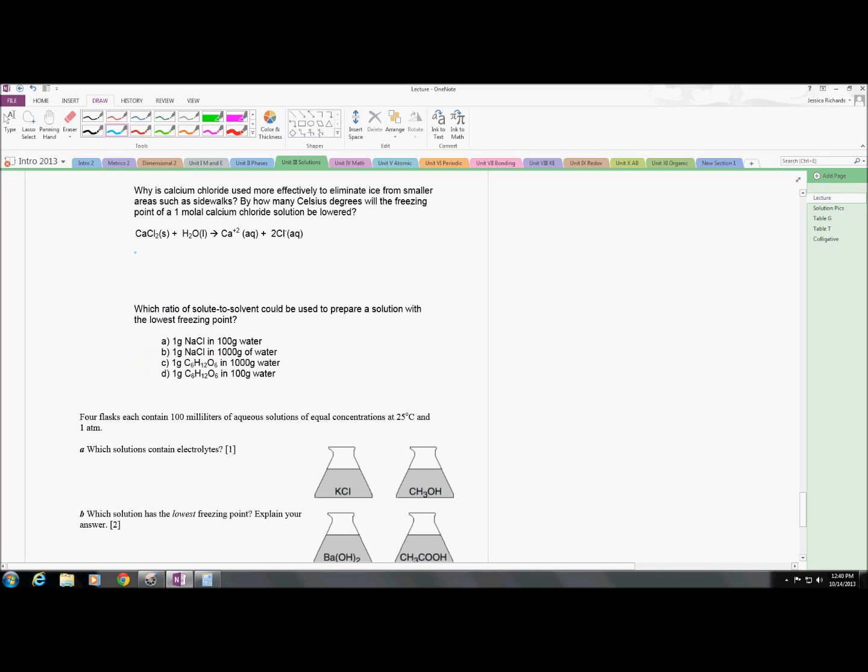Let's take a look at calcium chloride. They gave us an equation. The calcium chloride, CaCl2, binary compound, we're going to split it right here. So for every 1 mole of calcium chloride, we make 1 mole of calcium ions and 2 moles of chlorine ions for a total of 3 moles. So for part 1 of this question, why is it more effective? Well, it makes more moles of particles.